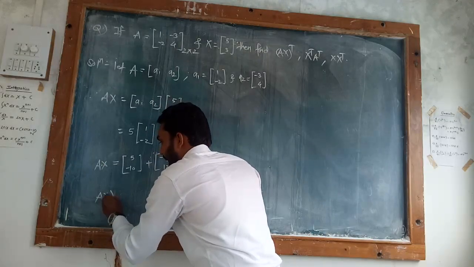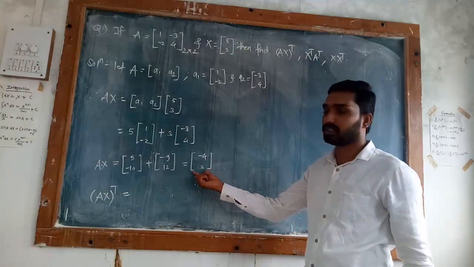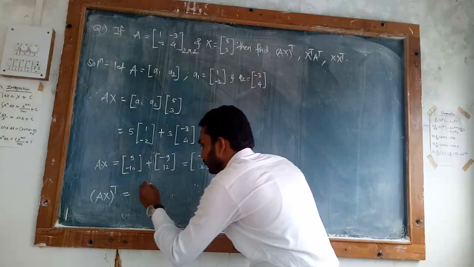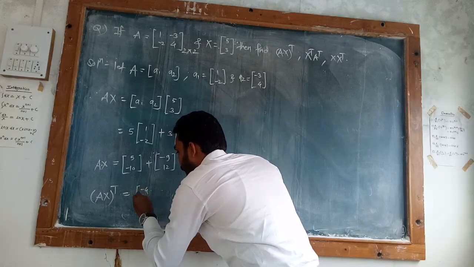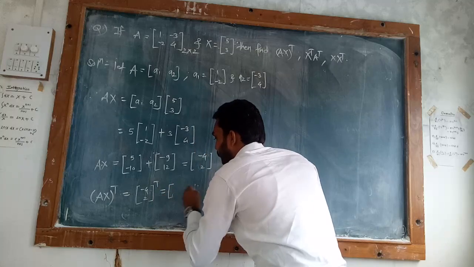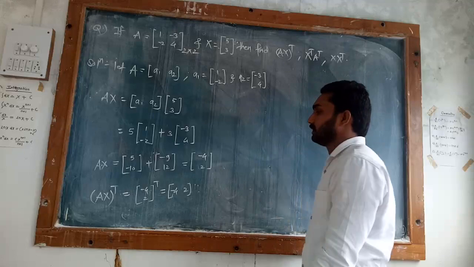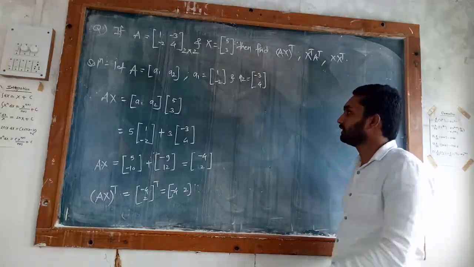Therefore, Ax transpose becomes: we have to take transpose of its column vector. So the transpose of minus 4, 2, its column vector becomes a row vector, that is minus 4 and 2. This is your Ax transpose, right?